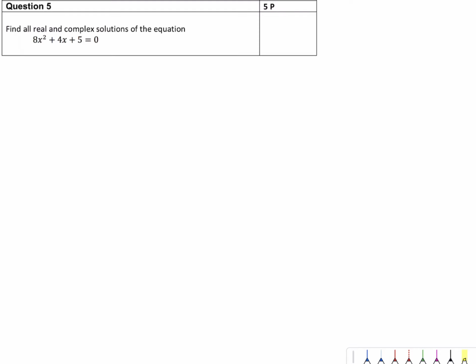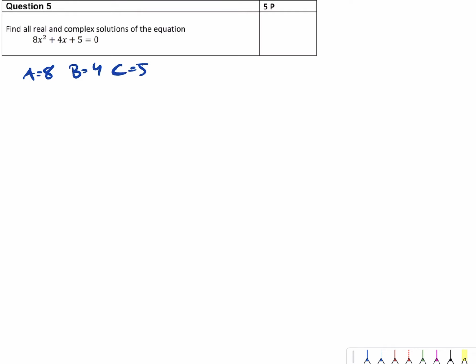Finally, question number 5. Find all real and complex solutions of the equation 8x squared plus 4x plus 5. This is a second degree equation, and the most common way for solving a second degree equation is using the ABC formula. So a is equal to 8, b is equal to 4, and c is equal to 5.